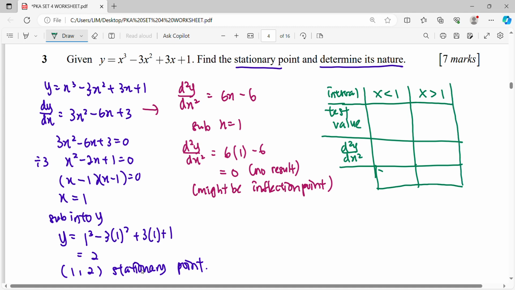So less than 1, we can choose 0. More than 1, we can choose 2. So 0 put in gives negative, so concave downward. 2 put in gives positive, concave upward. Yes, the concavity changes. So the point exactly at x equals 1 is an inflection point.